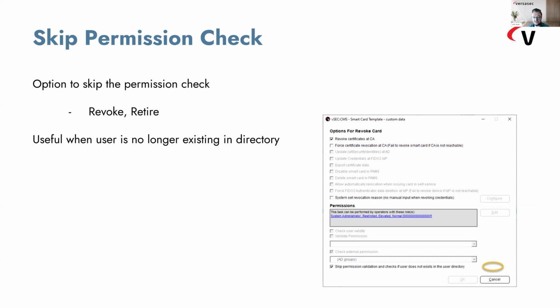Now, coming to this feature, let's say that the end user is moved out of that group or is disabled for whatever reason, and the CMS admins may not immediately be aware of this, or there might be a delay in this. Hence, they would not be able to revoke or retire since the user is no longer a member of that group. So to prevent this from happening, we've added a feature to skip the permission check during a revoke or retire lifecycle task in CMS, so that we can ignore if the user is no longer in that AD group.